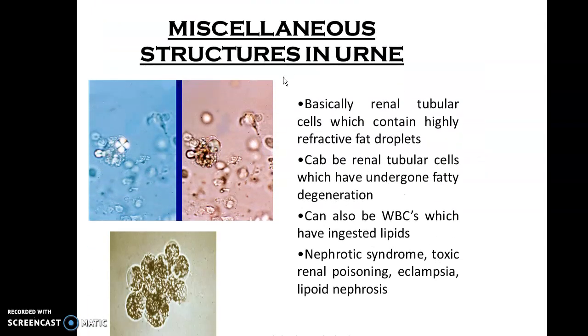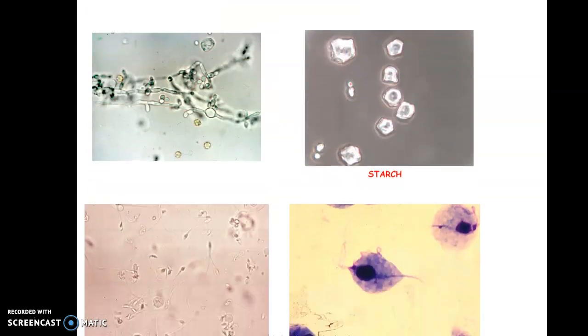Not to forget miscellaneous structures, many structures which you cannot actually place anywhere. Some of them can be fat droplets, and you can also have renal tubular cells undergoing fatty degeneration. These are seen in nephrotic syndrome, toxic renal poisoning, eclampsia, lipoid nephrosis.